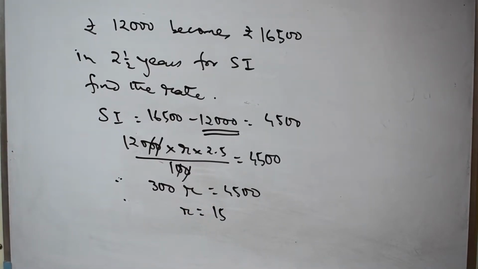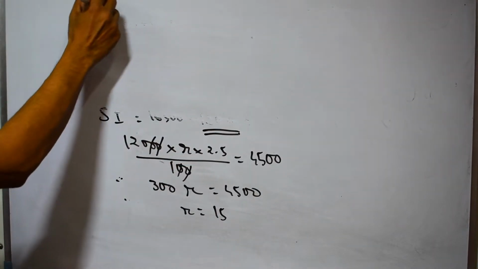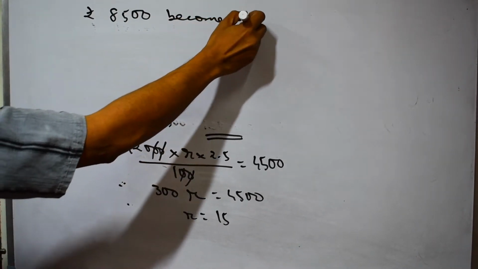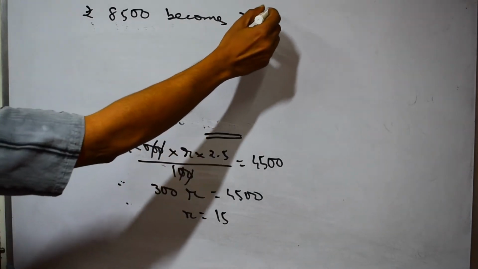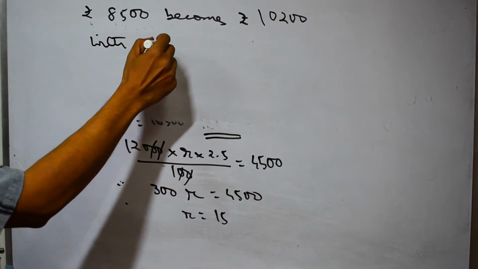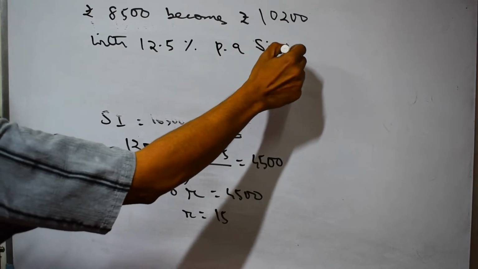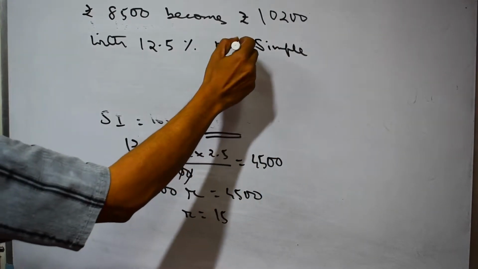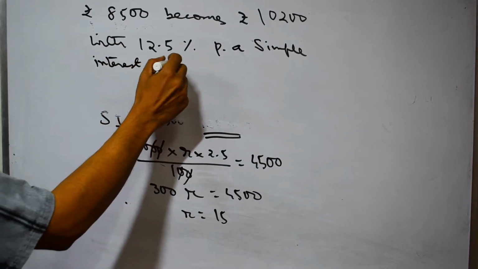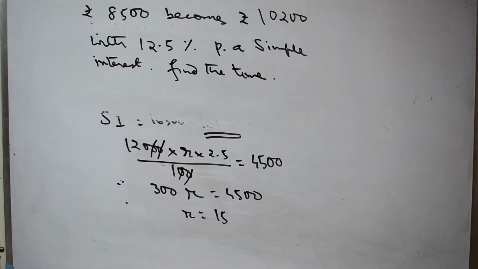Now another question we can take: rupees 8,500 becomes rupees 10,200 with 12.5% per annum simple interest. So the simple interest rate is 12.5%. The question is to find the time. That means in this question we have to find the time period.